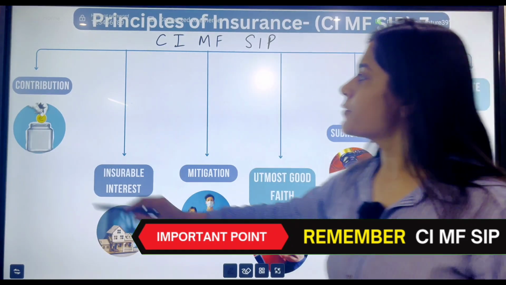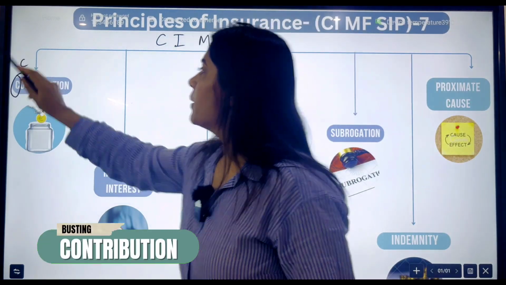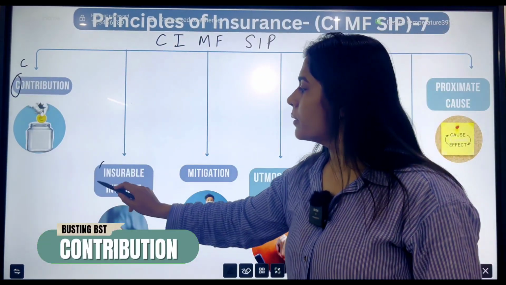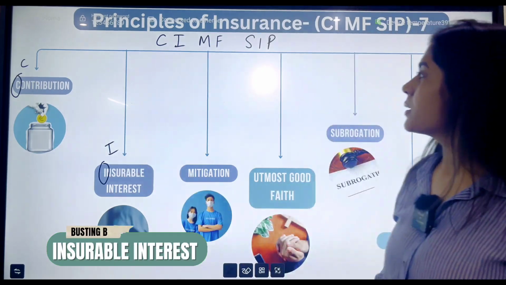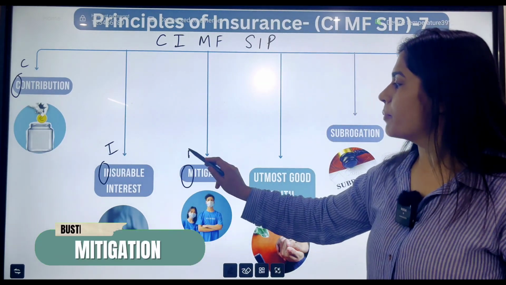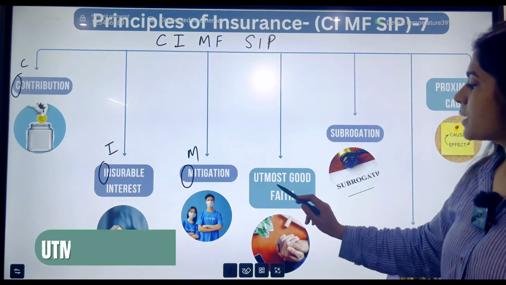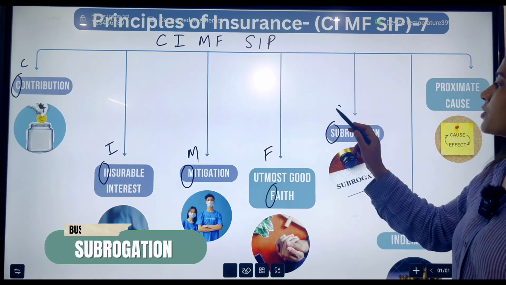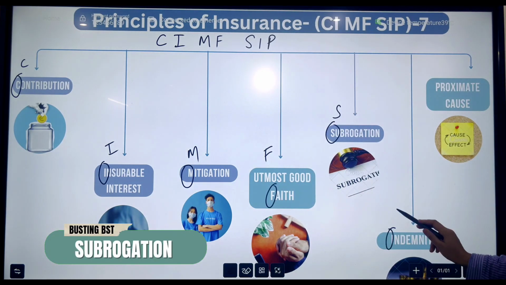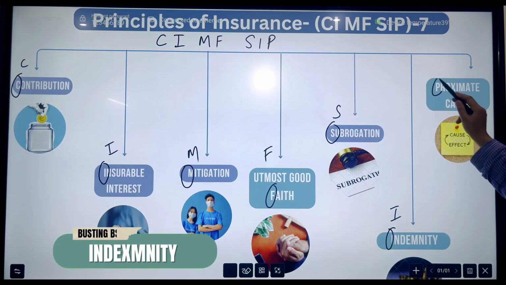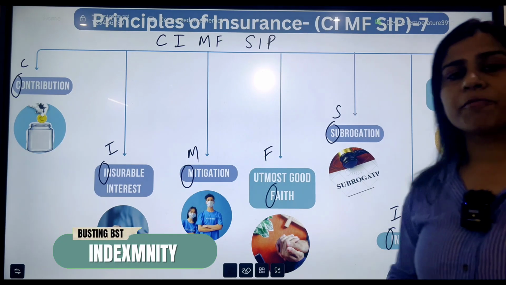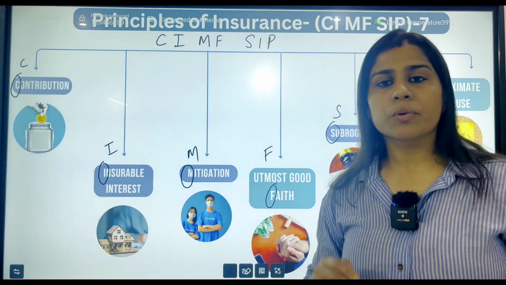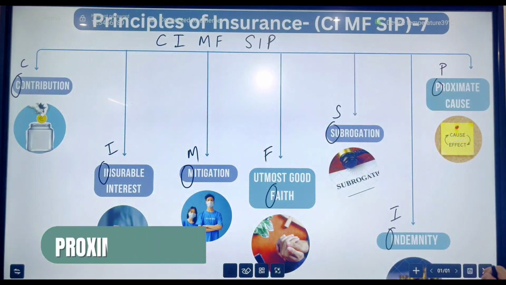So C stands for the principle of contribution, then I denotes the principle of insurable interest, M represents the principle of mitigation, F says good faith, then S is the subrogation principle, I is the principle of indemnity, and P is nothing but the principle of proximate cause. So easily remember these principles through this acronym.